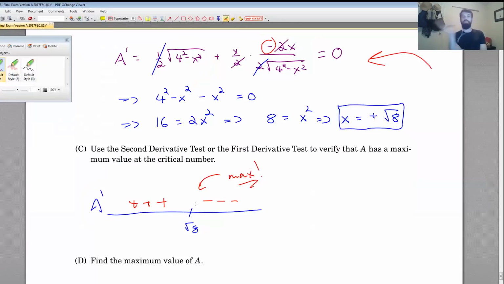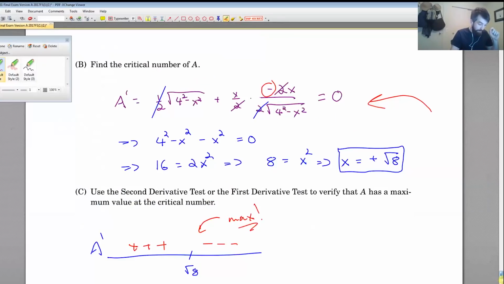Suppose it was plus plus plus on both sides. Okay, that could happen. It's plus plus plus on both sides. What would that mean? Probably means you made a mistake, that your critical number is not right. So use this as a verification. Final thing, you have to answer the question that was asked.